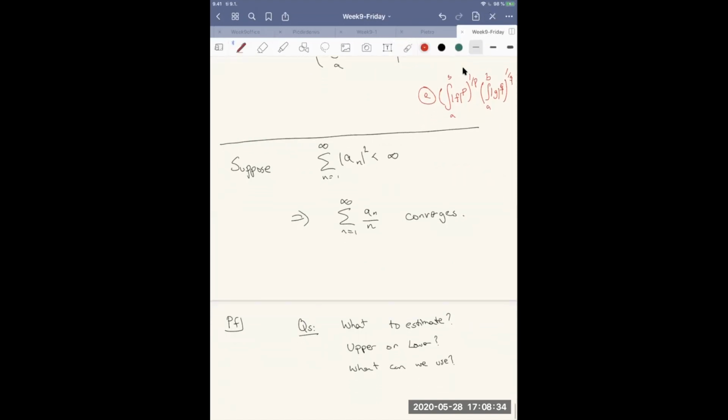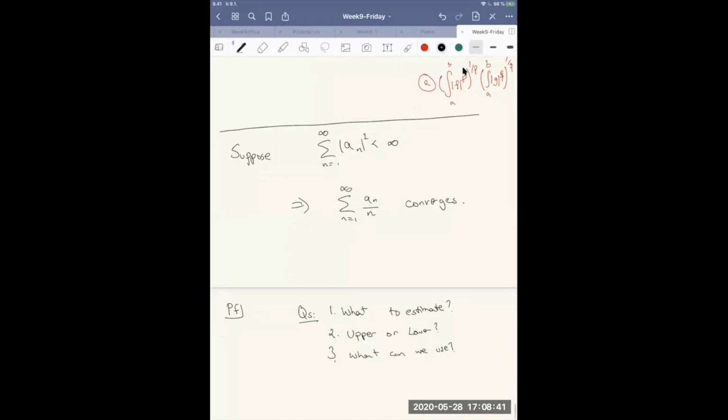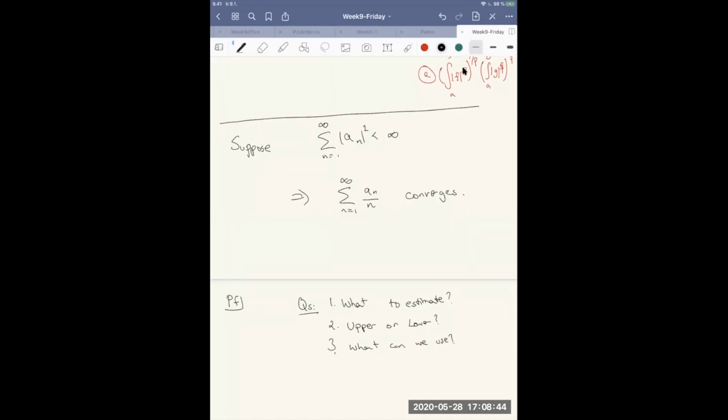So there are these three questions that we've seen in this workshop. What to estimate, upper or lower, and what can we use? So what are we estimating? Well, if we want to prove that a thing converges, an easy thing would be to estimate the sum of absolute values. So we want to really prove that it's absolutely convergent. So we want to prove a bound for this. But as we said above, this really comes from bounds of partial sums, because now it's a sum of positive terms. And that's why we do the absolute summability.